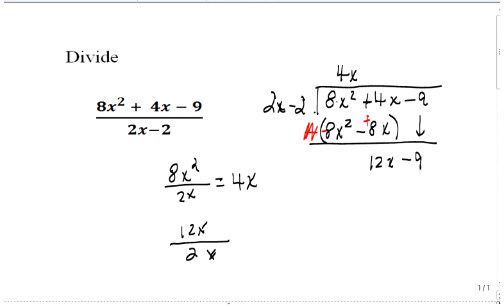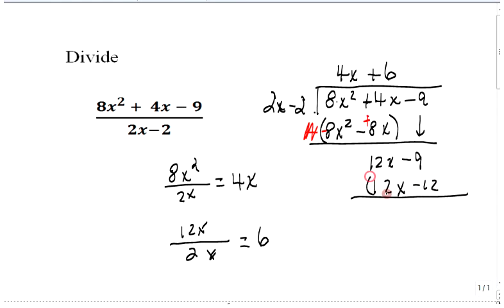And then we simplify that. 12 over 2 is 6. The x's cancel. So it's a positive 6. So I'm going to put that plus 6 there. I'm going to multiply 6 times 2x minus 2. 6 times 2x is 12x. 6 times a negative 2 is a negative 12.